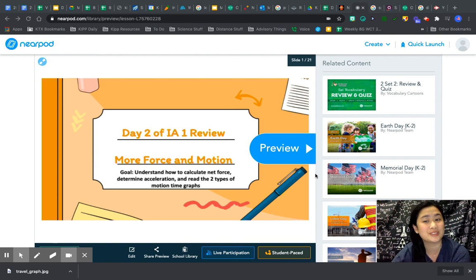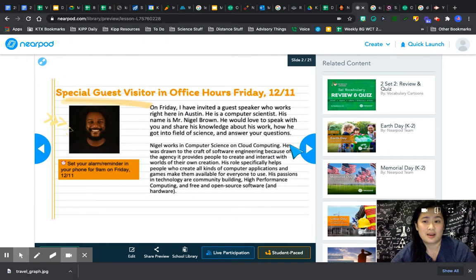Hey guys, so today is day 2 of our IA1 science review. We are reviewing more about force and motion. Our goal is to understand how to calculate net force, determine acceleration, and read the two types of motion time graphs.